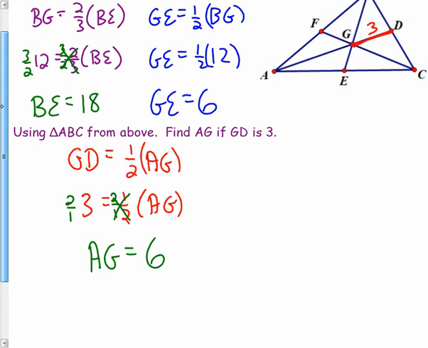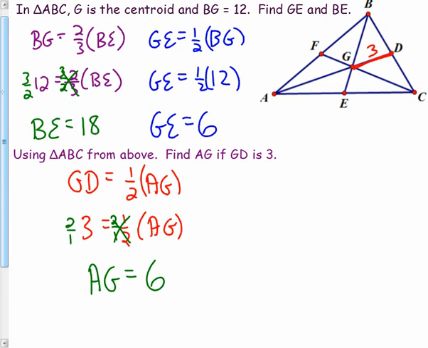You could set this up and say that GD equals 1/3 of AD and AG is 2/3 and try to do all this conversion. But this is, quite frankly, the easiest and most straightforward way to do that. That is it with medians and centroids. Moving on to altitudes.